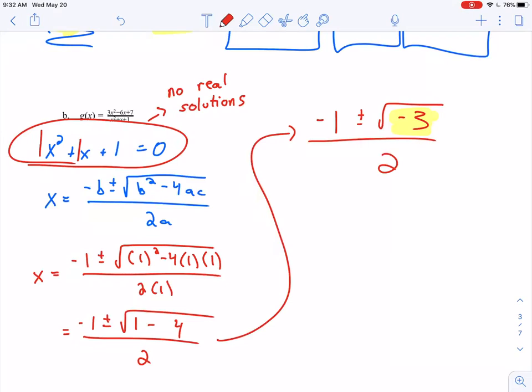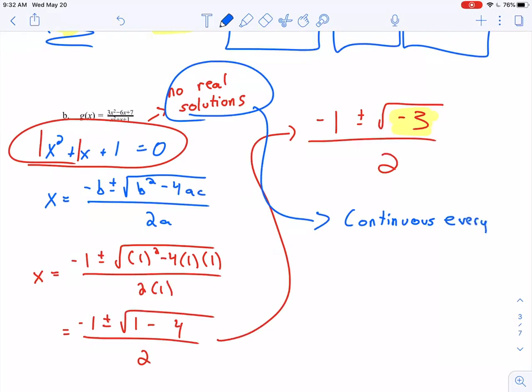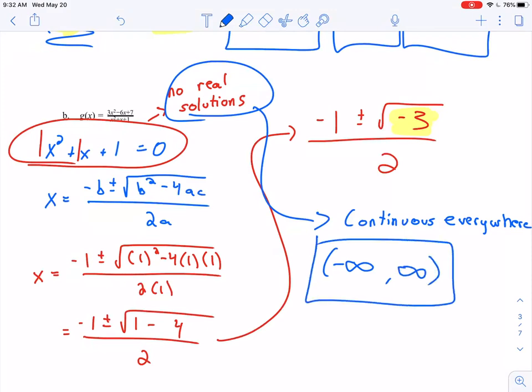So if there are no real solutions, that means the function is continuous everywhere. So this function is continuous everywhere. And again, I'd like to give answers in interval notation. So if it's continuous everywhere, we're going to say it's continuous on negative infinity to positive infinity. Here is my solution.